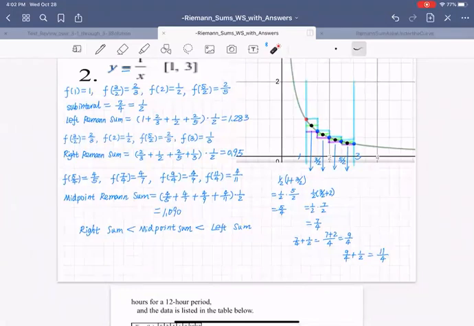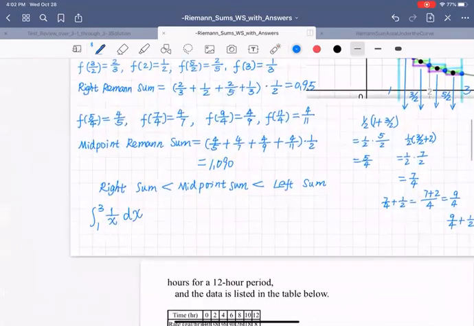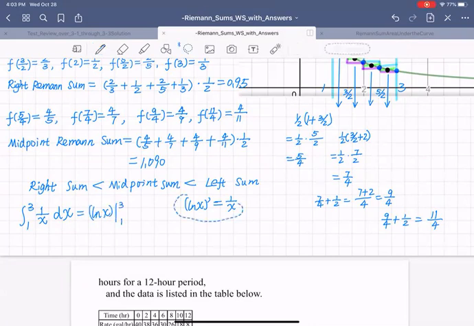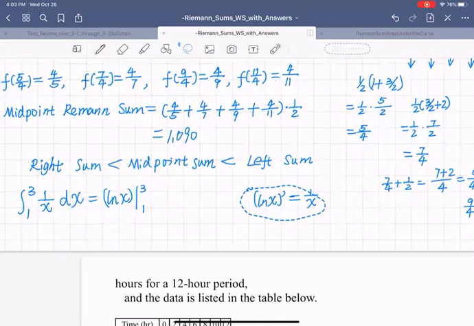The real area under the curve, we learned it by this. From 1 to 3, the integral of 1 over x dx, that's the area. And we learned that the derivative of ln x is 1 over x. So this equals ln x, and then choose 3 and 1. The integral is the inverse function of the derivative. Does that make sense to you?